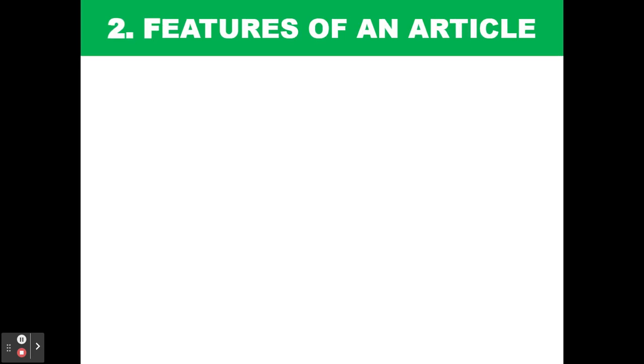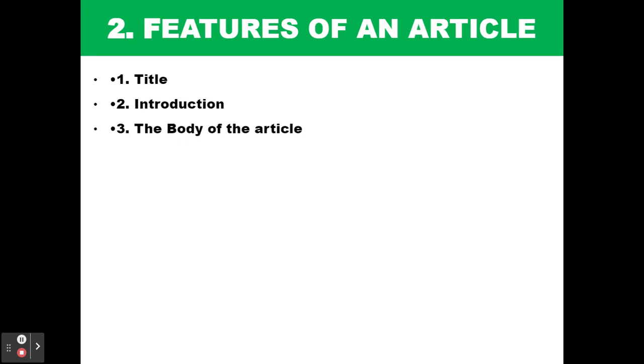Now, let's look at the second item, features of an article. Of course, we are looking at features of an article for publication in a national daily. The first feature is the title, which is the headline, then followed by the introduction, which is the first paragraph, then the body of the article, which begins from the second paragraph and extends probably to the fourth or fifth paragraph, depending on the ideas that the writer decides to discuss in the article.